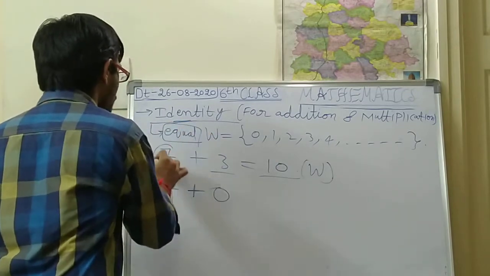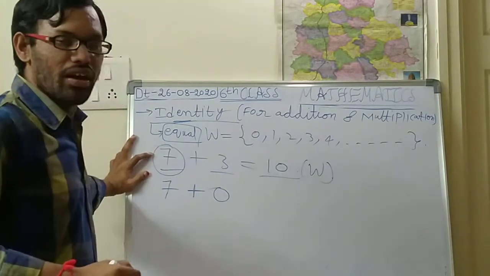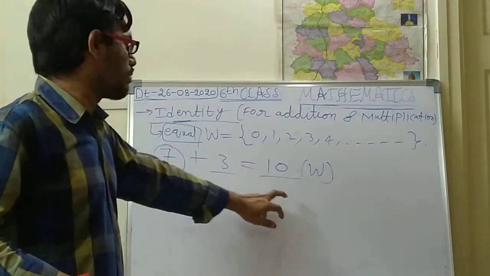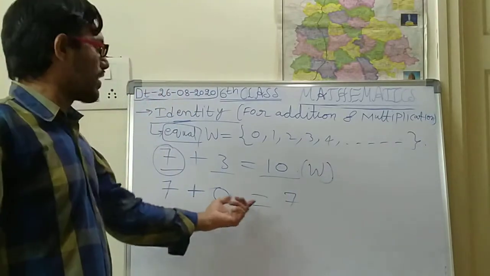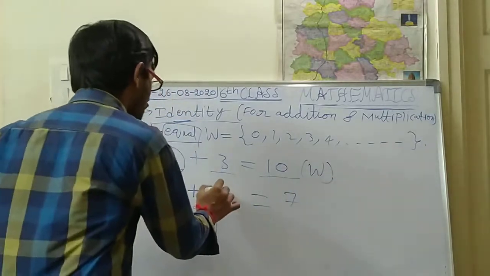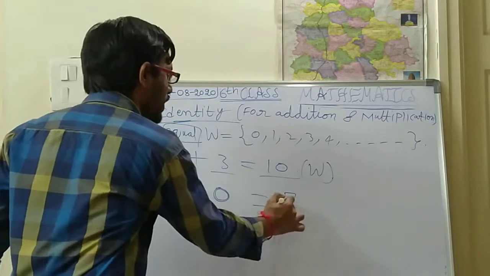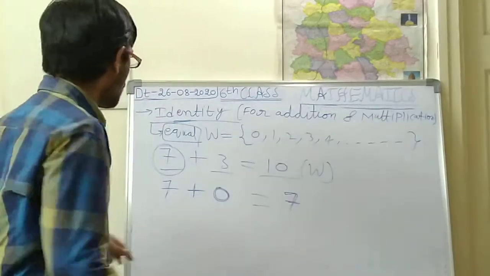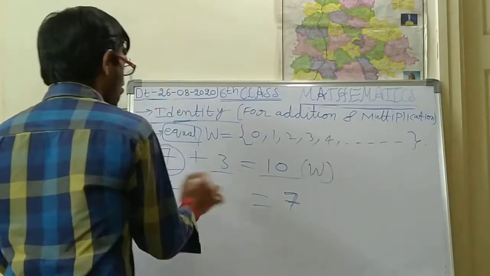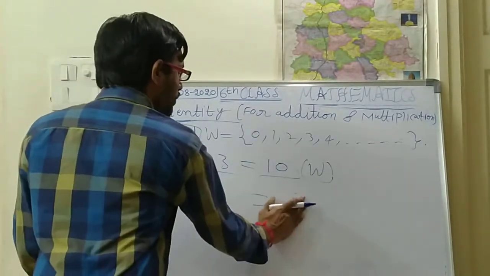Whatever number we take, the same number should come in the result. For that, what should you add? If you add 0, you will get the same number. So 7 plus 0 is equal to 7 only. Suppose you take 1: 7 plus 1 will become 8.